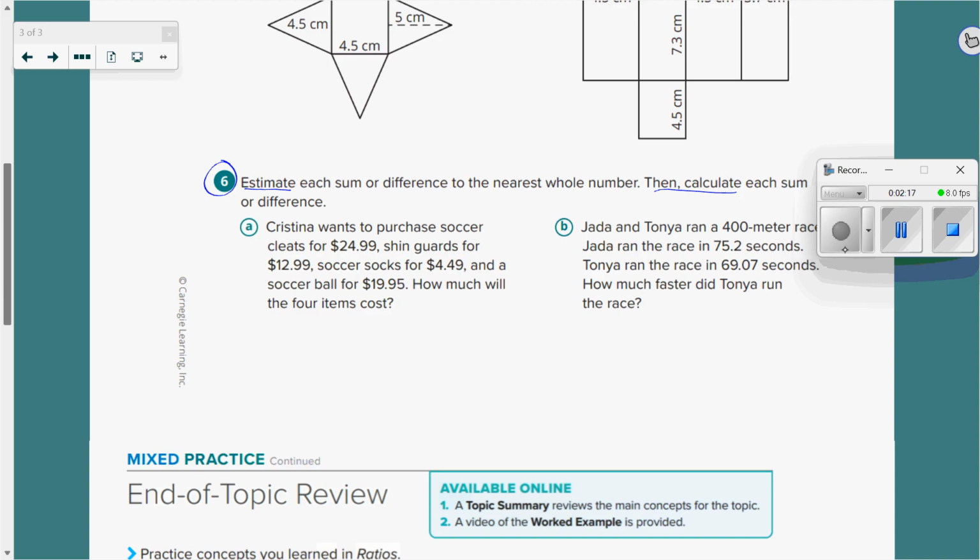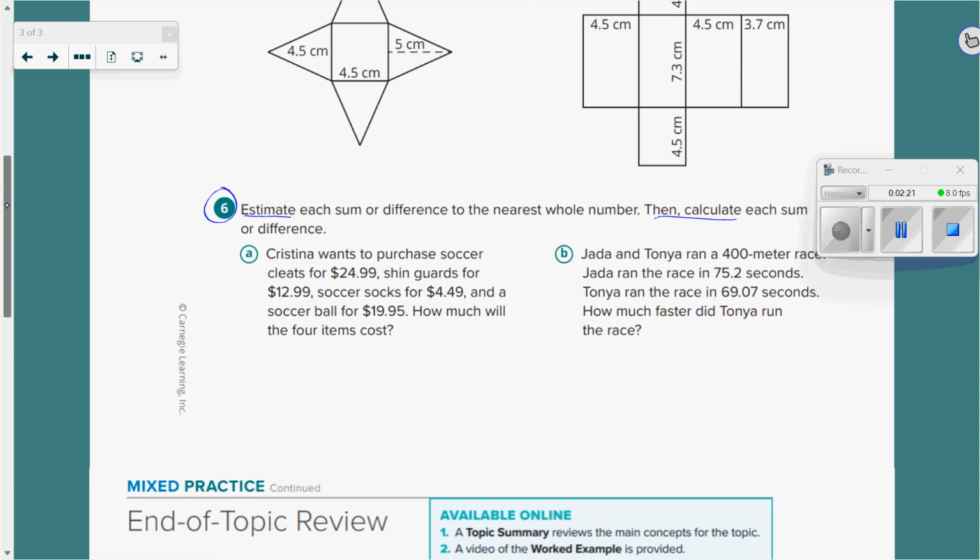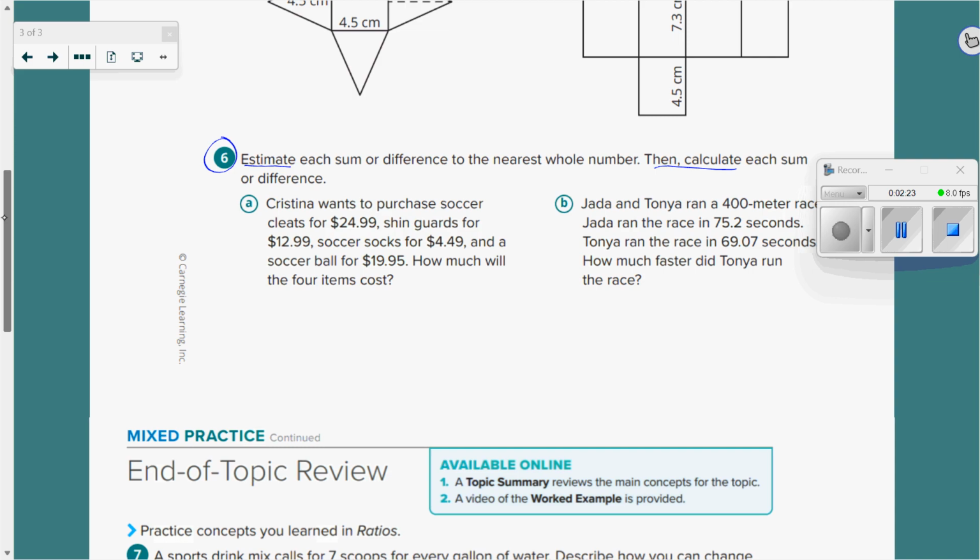Okay, time to go over our answers. Starting on number 6. Remember, there are 2 parts to this. First is an estimate, and then a calculate. We're doing $24.99, $12.99, $4.49, and $19.95. So for my estimate, all I'm going to do is round each of these to the nearest dollar.